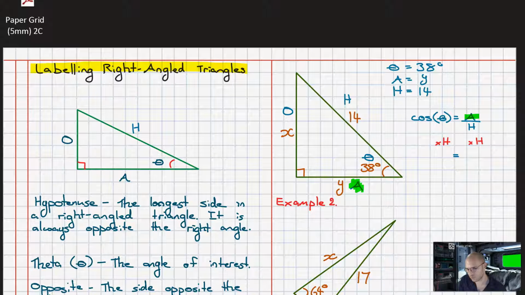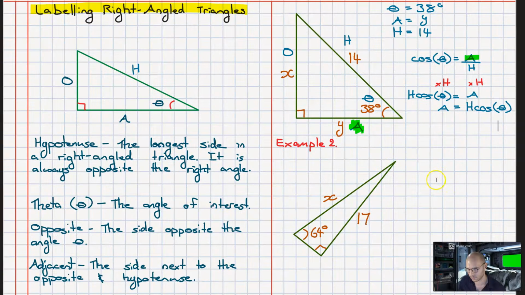And therefore that will yield h cos theta is equal to the adjacent. And then shuffling the expressions around, we get adjacent equals h cos theta, like so. Alright, next step, we substitute in our values. So a is y, h is 14, and theta is 38 degrees.